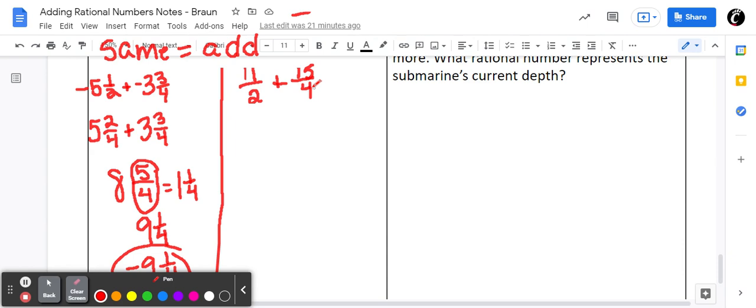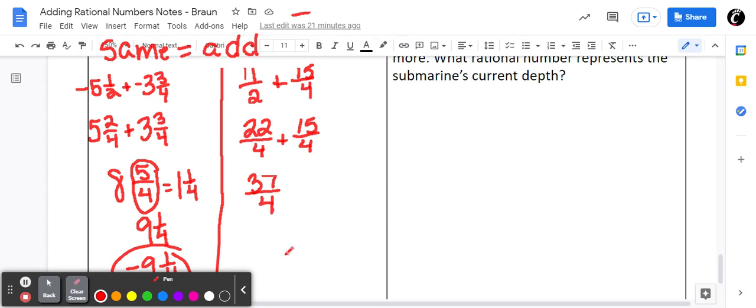Now, I still have to find a common denominator, so I still want to change my 11 halves to fourths. And again, I'll just multiply my numerator and denominator by 2. That means this is going to be 22 fourths plus 15 fourths. Then I add my numerators. 22 plus 15 is 37, and that's fourths.